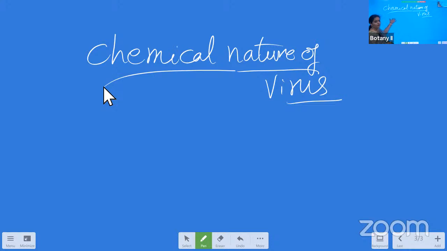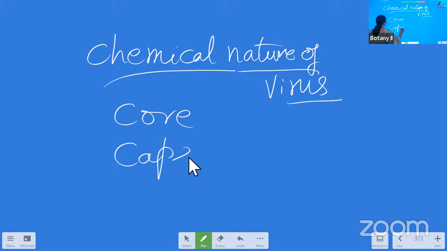But I have said the TMV structure and the bacteriophage so that it will be very easy for you to understand. If you have not prepared this, also you can able to give the answer. How you can able to give? If you remember the basic nature of the capsid and the core in the two answers, you can write this answer. So the chemical nature, virus is made up of core and capsid.